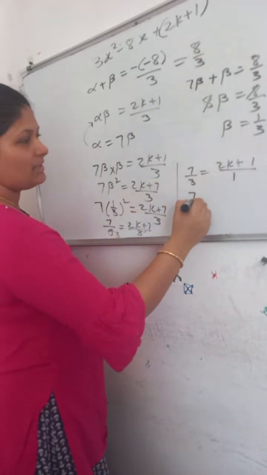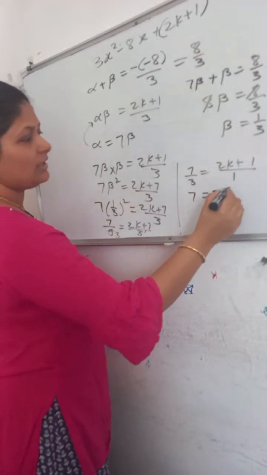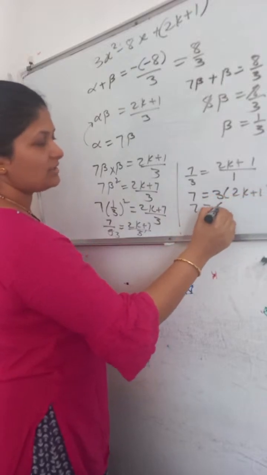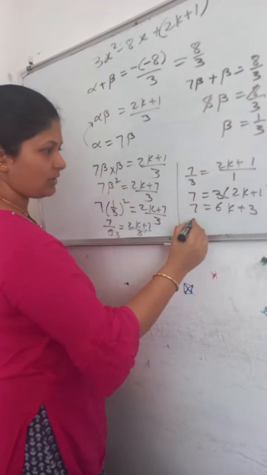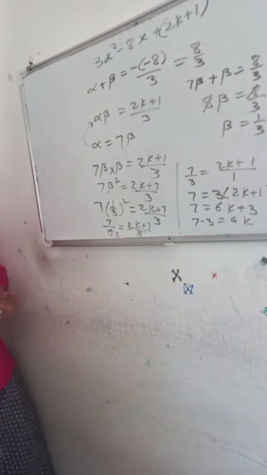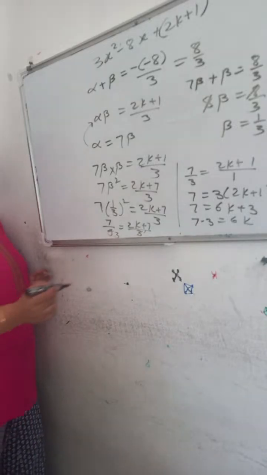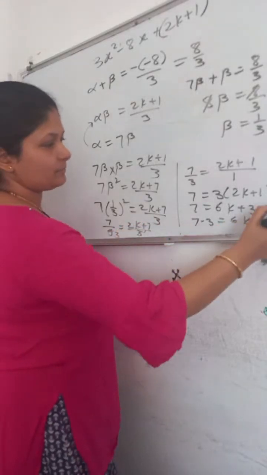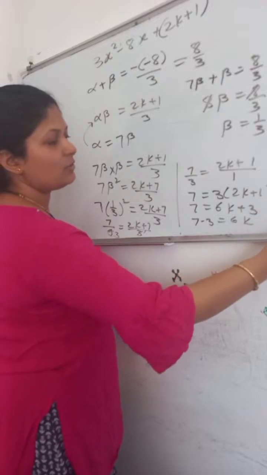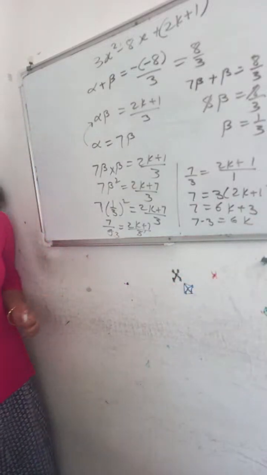Cross multiply, 7 is equal to 3 into the bracket 2k plus 1. So here 6k plus 3. 7 minus 3 is equal to 6k. 7 minus 3 leaves 4. 4 divided by 6 is nothing but k. That is, k is nothing but 2 by 3. Getting this?